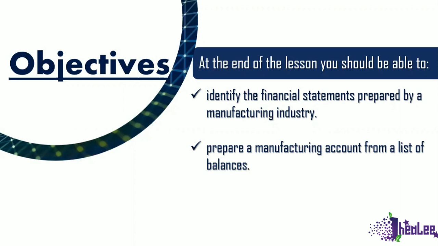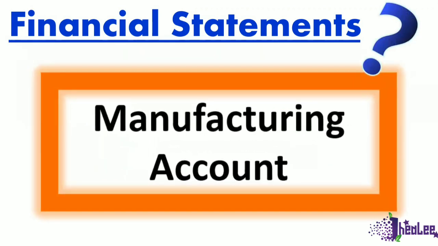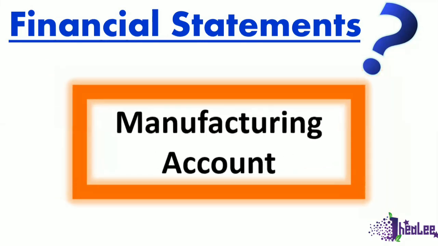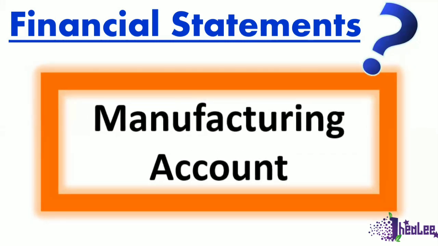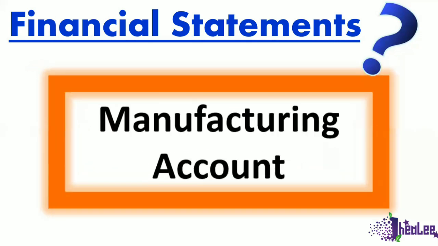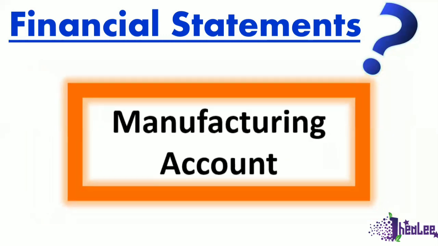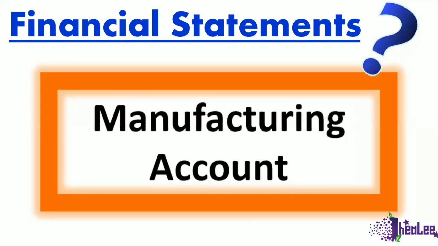Now, the first thing that we're going to look at are the financial statements that are prepared by the manufacturing business. What are those financial statements? The first one is the manufacturing account. The manufacturing account is used to calculate the cost incurred in producing the goods. So remember, the manufacturing account is used to calculate the cost of production. When doing your manufacturing account, you'll find that some principles coming from preparing the trading profit and loss account, basically the income statement, will be coming out.